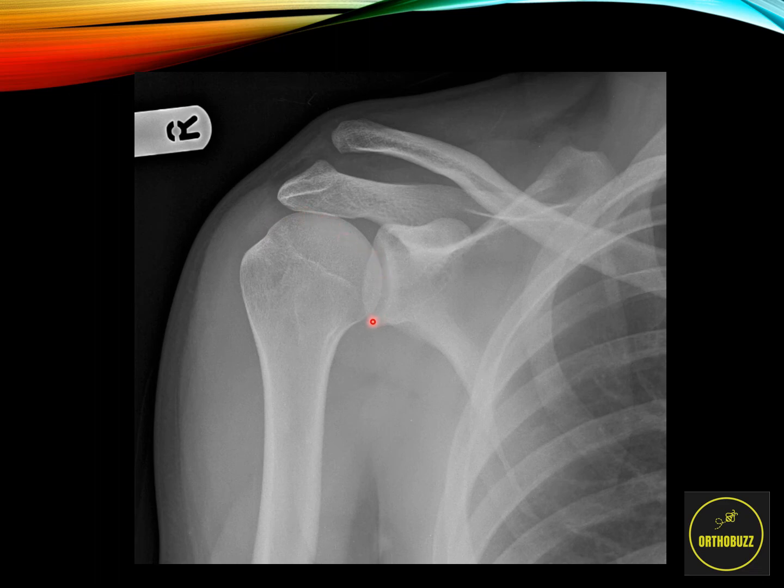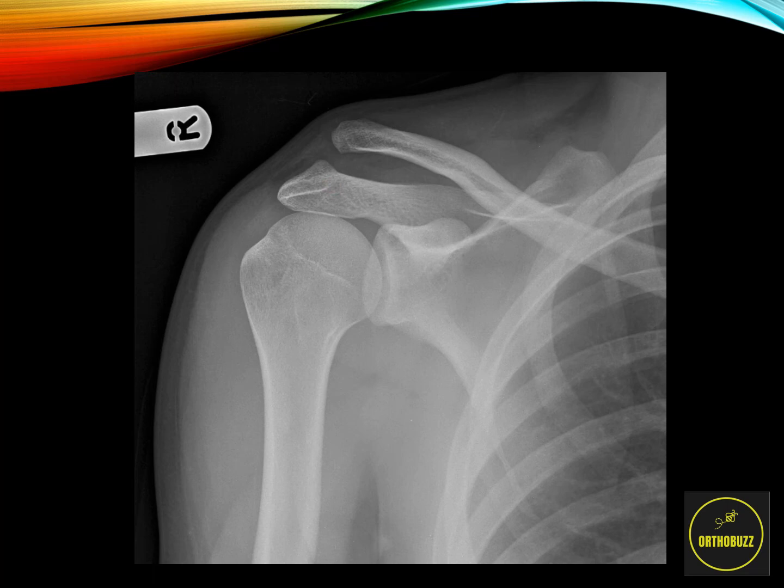But if the patient is complaining of pain, it's important to look at the entire shoulder X-ray. And actually, if we look more closely, we can see that the lateral end of the clavicle is not articulating as it normally should do with the acromion. Therefore, this is an acromioclavicular dislocation.